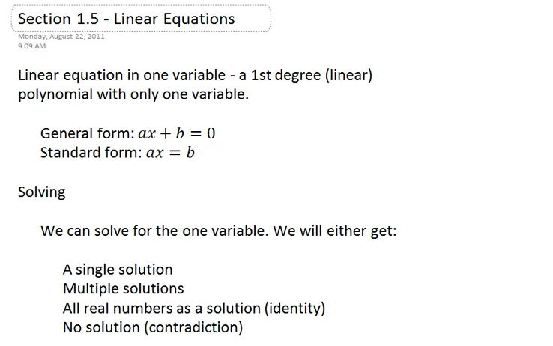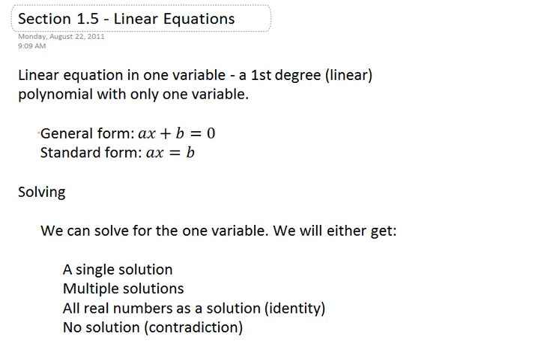Section 1.5, Linear Equations. We'll first look at linear equations in one variable. And this is a first degree, so linear polynomial, with only one variable present in the equation. There are two forms that this can be written as.